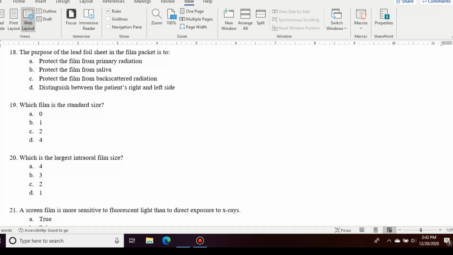Number 19. Which film is the standard size? A, 0, B, 1, C, 2, D, 4. Correct answer, B, 2. Number 20. Which is the largest intraoral film size? A, 4, B, 3, C, 2, D, 1. Correct answer, A, 4.